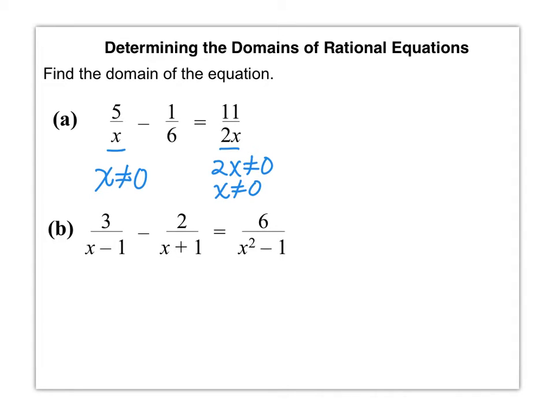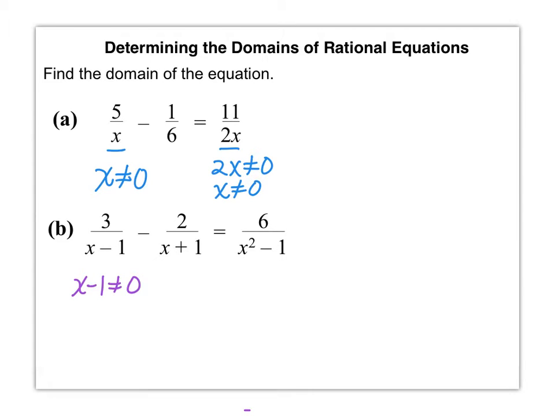The equation is 3 divided by x minus 1, minus 2 divided by x plus 1, equals 6 divided by x squared minus 1. Let's look at any restrictions on the domain. Let's find any values of x that would make the denominator of any of those fractions equal to 0. Well, the first denominator is x minus 1. We can say that x minus 1 cannot equal 0. That is going to be a restriction on the domain.